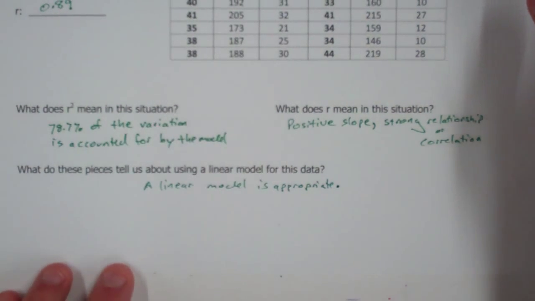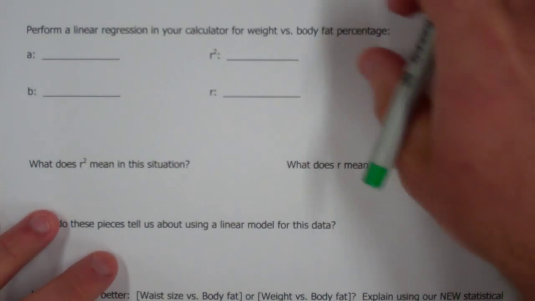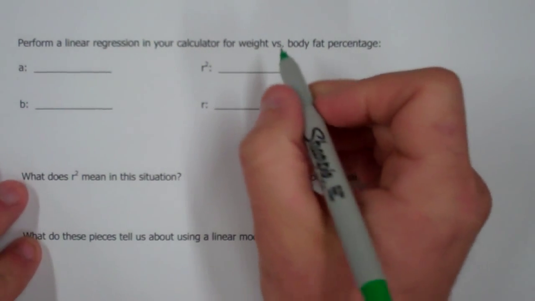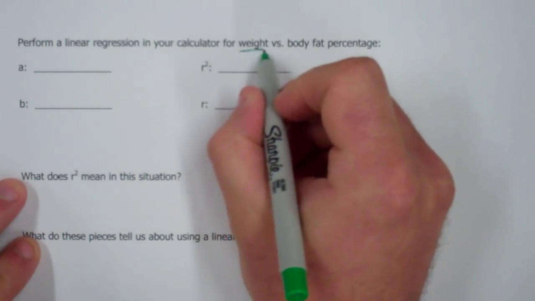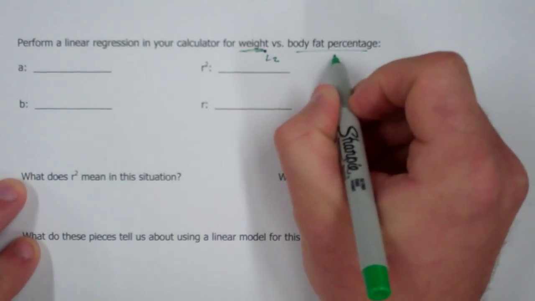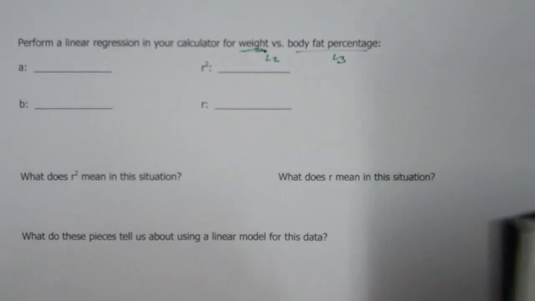Okay, so we've got that down. And what we're going to do is the same thing, but this time we're going to do something a little bit different. We're going to switch one of the pieces of data, I should say. So we're going to use the weight, and the weight is in list 2, body fat percentage is still in list 3. So let's see if we can do that here.